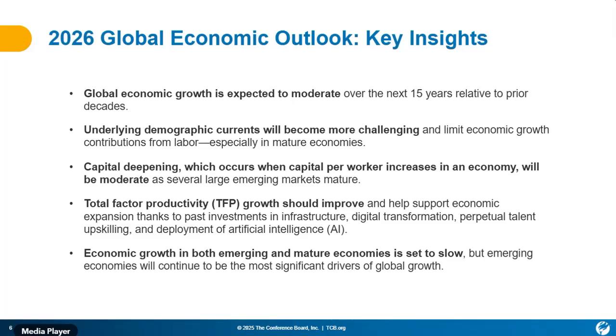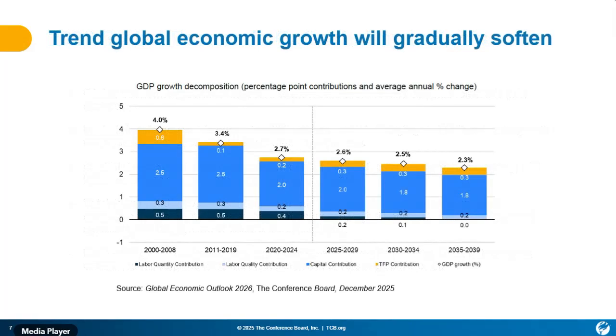In terms of what this actually looks like graphically, we have two sections in this chart. On the left-hand side, we're looking at historical data, going back to 2000, what the average annual growth rate was for the global economy over those years. And then on the right-hand side, we have our projections. So again, on the left, we're looking at actual growth numbers that we've seen previously. We're looking at the contributions associated with that.